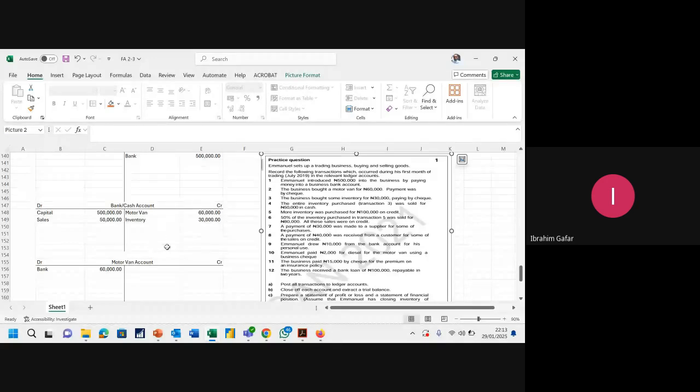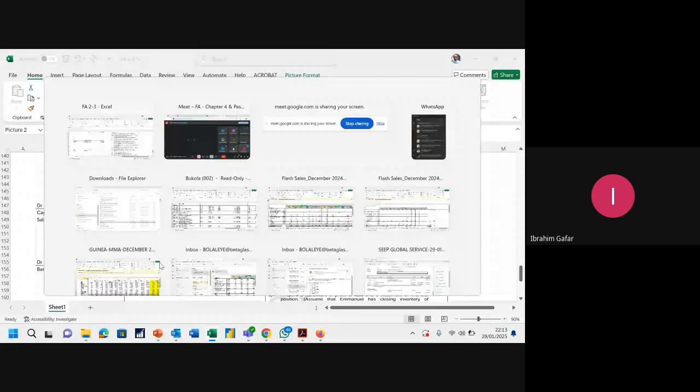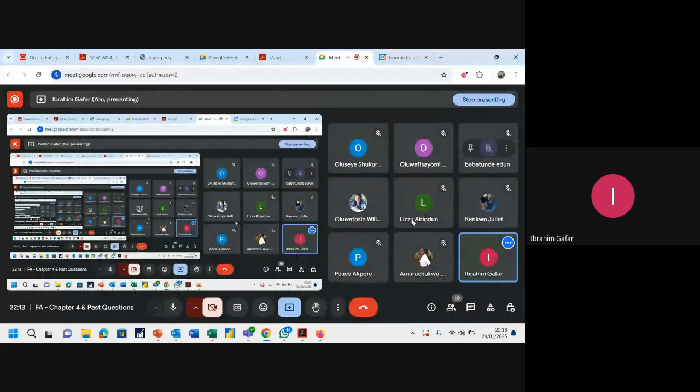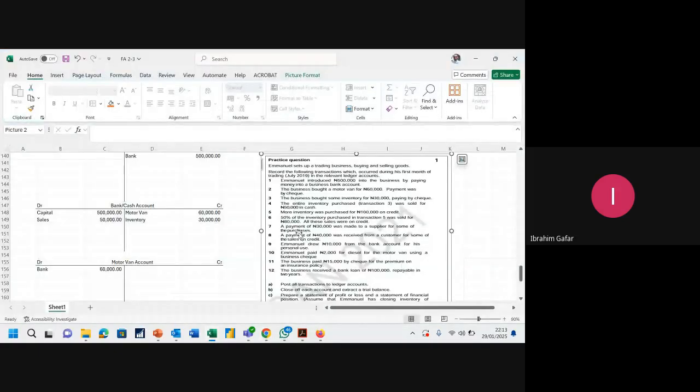What will happen there? Lizzie, are you there? Yes, sir. Can you attempt this? Let me see the question. More inventory was purchased for 100,000 on credit. What account are we opening? What are we debiting? What are we crediting?